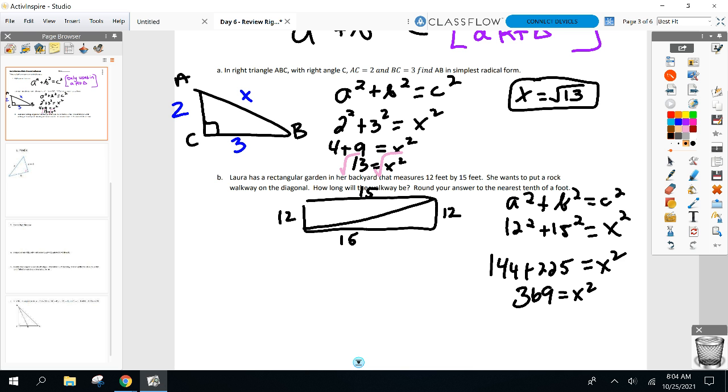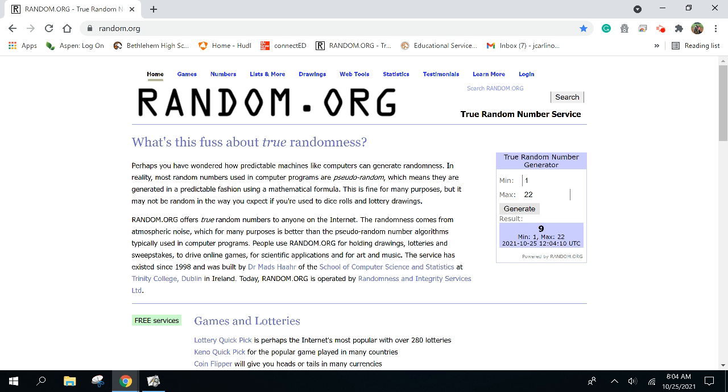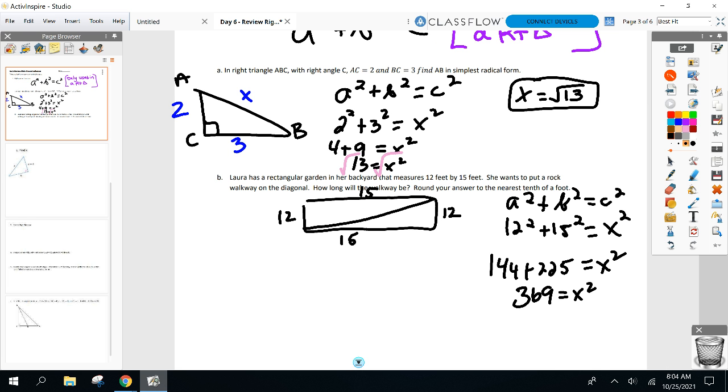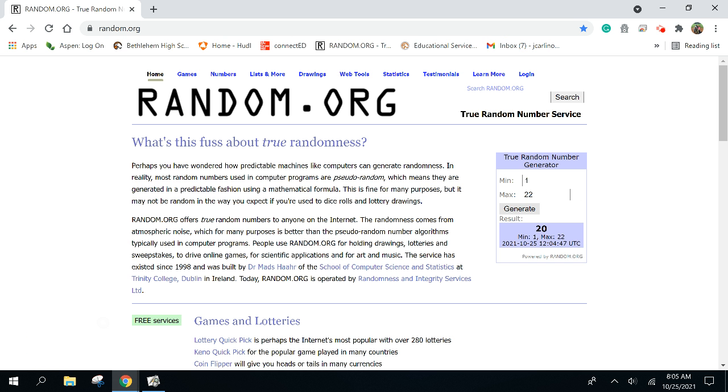All right, what do we do to solve for x? What do we have to do on both sides here? Sarah, what do we have to do on both sides? Square root both sides, good. Now take a look back at the directions. It says please round to the nearest tenth of a foot. So how long is the walkway then? Nearest tenth of a foot.